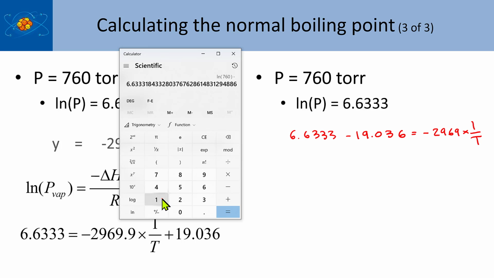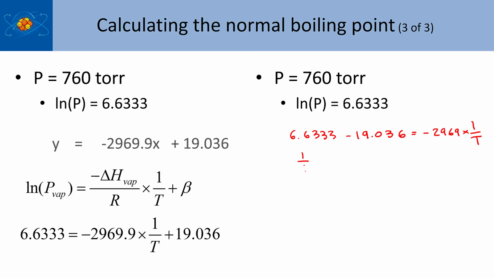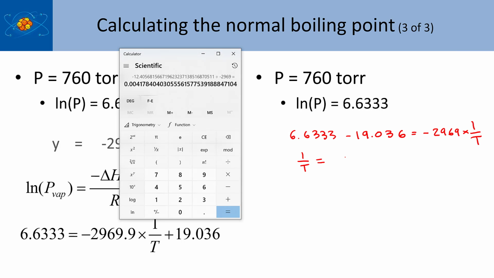So I'm going to go minus 19.036, then hit equals, and then divide by 2969. Change the sign, hit equals again. And then you end up with this funny little number down here, right? So that's what we have for 1 over T. So 1 over T is equal to positive, right? There's no negative sign on here.